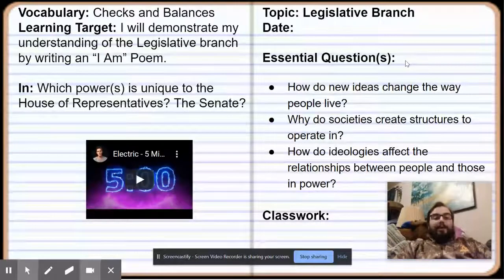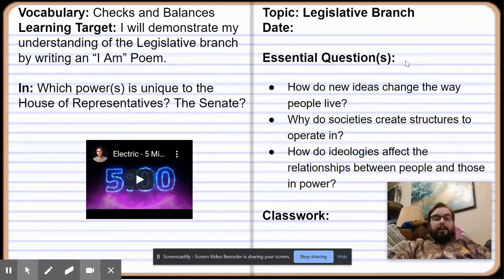Okay, your vocabulary for today is the phrase checks and balances. There's not a specific slide where I define that for you because you guys will be doing that work of defining it during that work time for the checks and balances section. Don't worry, I'll show you. Your learning target for today: you are going to demonstrate your understanding of the legislative branch by writing an I am poem. Like I said, I'll explain it.